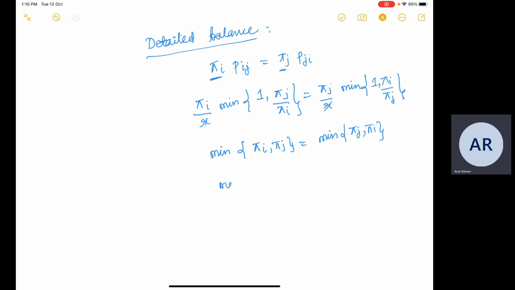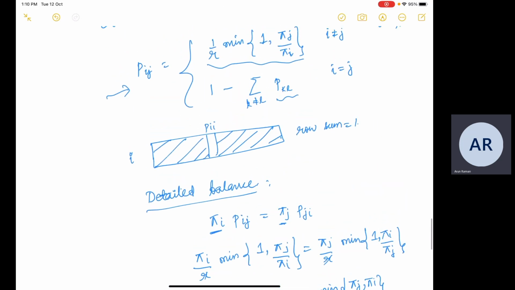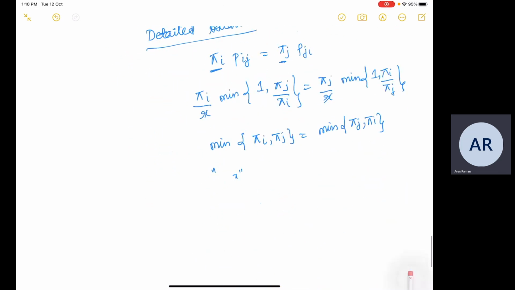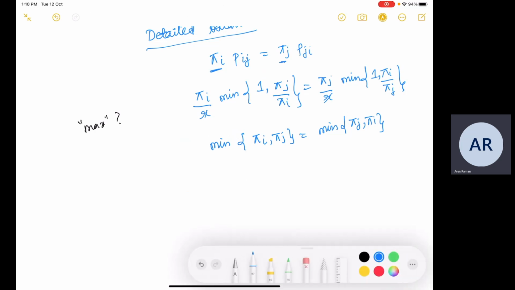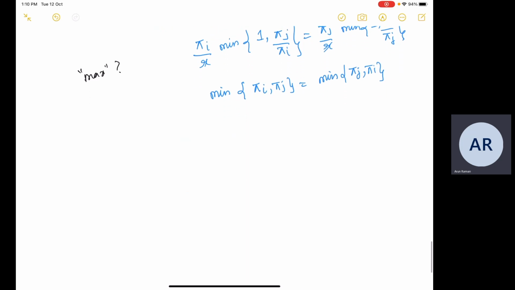So one thing which I would like you to think for yourself at home is that everything will work out even if we have max in place of min. Okay. So I want you to think what will go wrong if we have max, because the detailed balance works when we have max as well. The row sum also works when, or does it work? You just think it out for yourself. So what happens if we have max in place of min? Any probability axioms, will they get violated, or the other things?